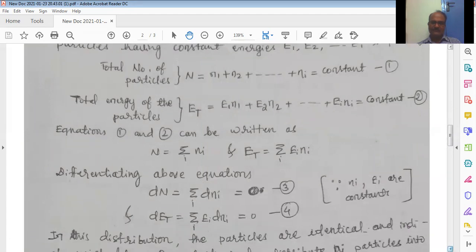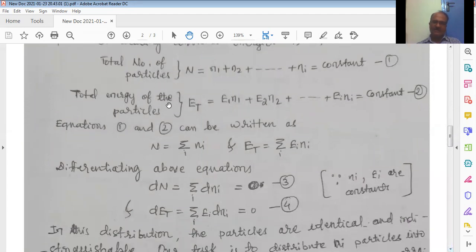And the total energy of the particles is given by Et is equal to E1 N1 plus E2 N2 plus ... Ei Ni is equal to constant. So here E1 is the constant energy possessed by every particle present in the group N1. That is the meaning. And we can write equations 1 and 2 in this form: N is equal to summation over i of Ni, and Et is equal to summation over i of Ei Ni. So equations 1 and 2 can be written in this way using the summation symbol.